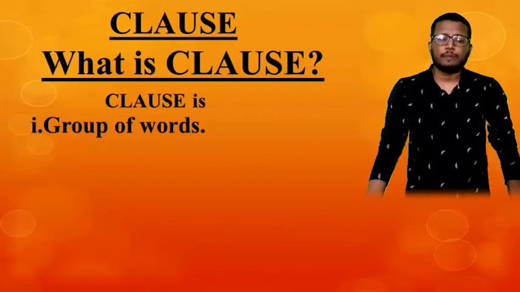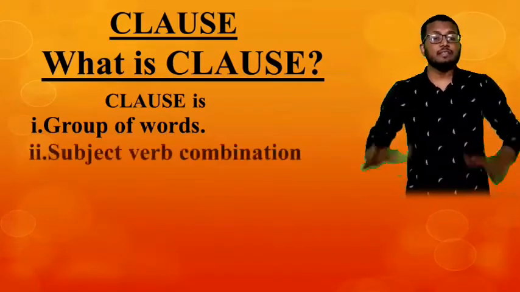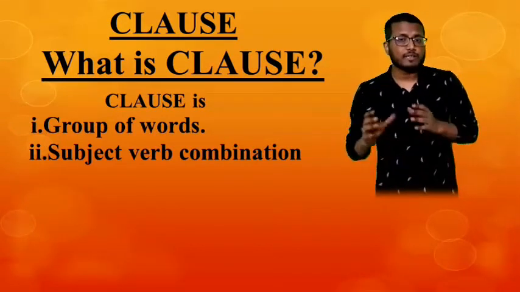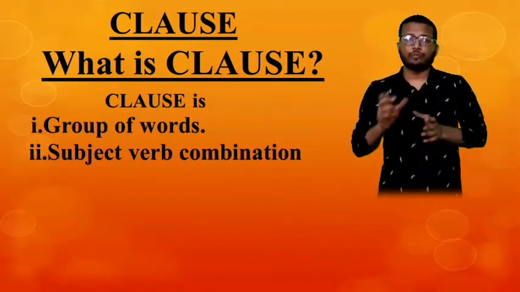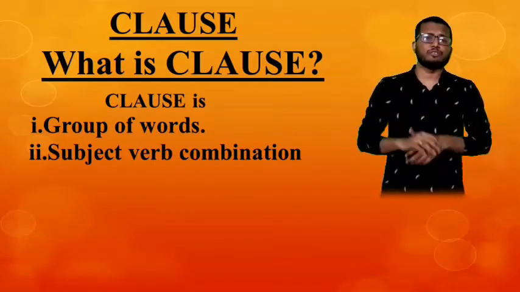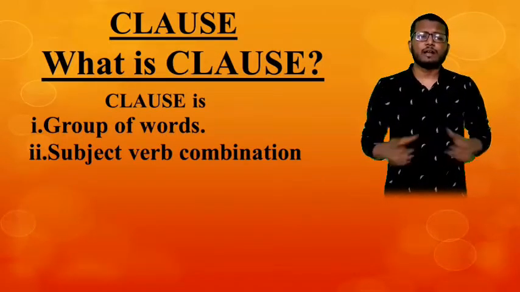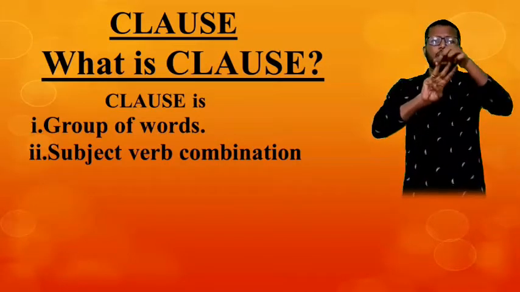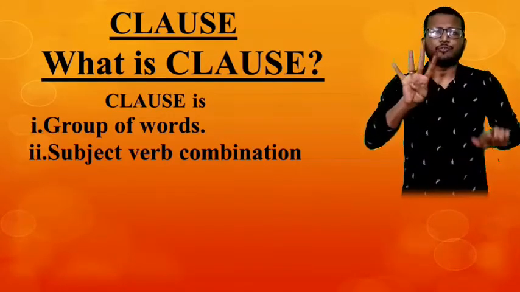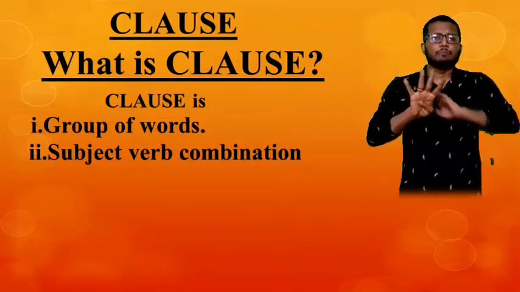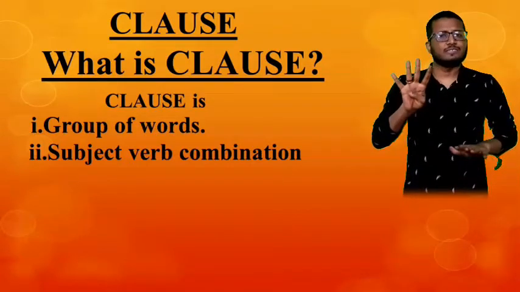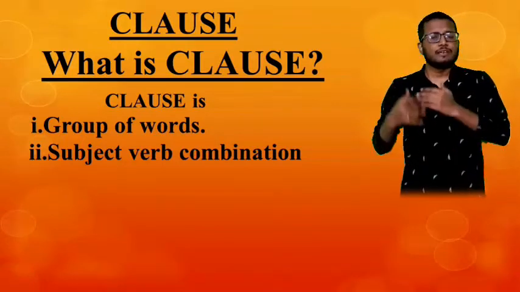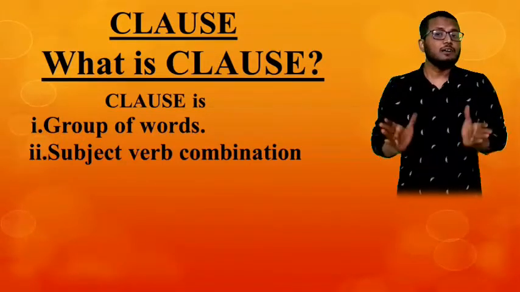Number two, subject-verb combination. In this group of words, there will be a subject, there will be a verb, and a subject-verb combination. For example, "a cup of tea." You can see here four words are there, isn't it? But you can't call this a clause, because a group of words can never be a clause by itself.